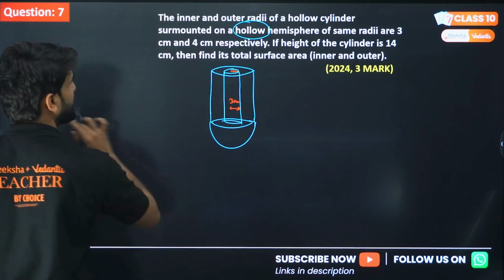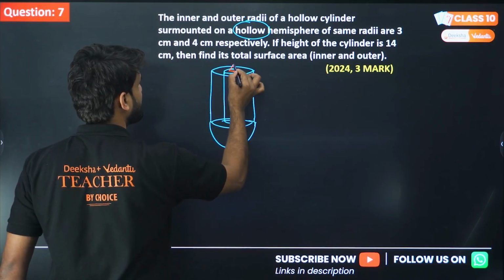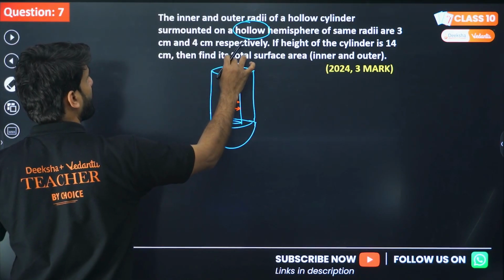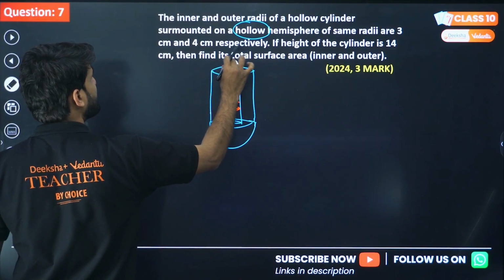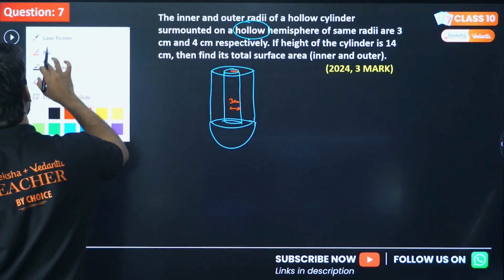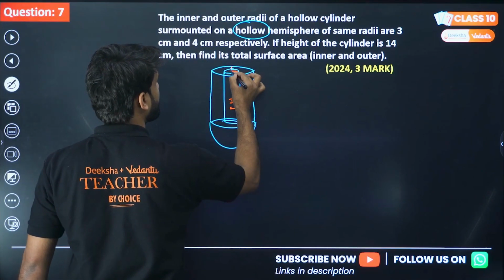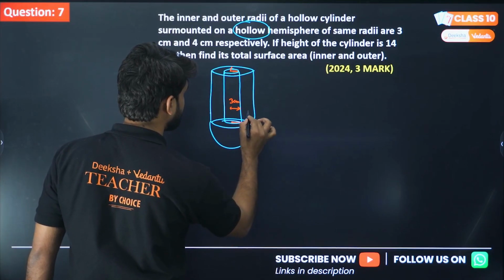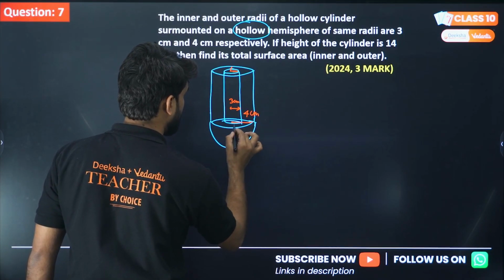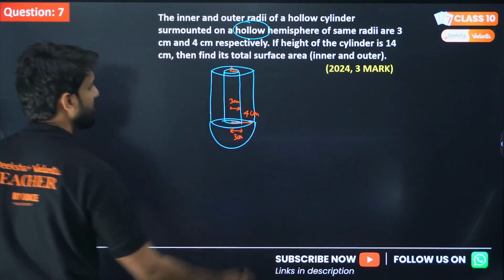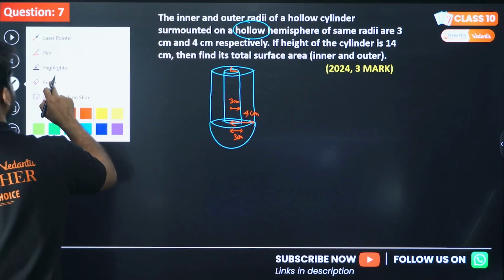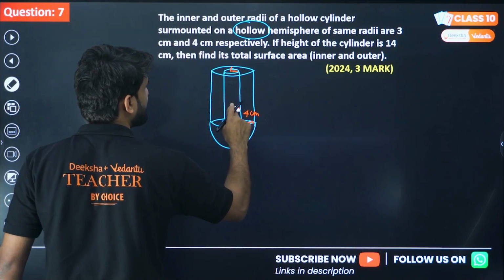I should use another color, so I can draw here also. This radius is of what, my dear lovely kids? This is of 4 centimeter, right? So the complete radius from here is 4 centimeter, and the radius till here is 3 centimeter. I hope you have understood it. So no need to draw the radius here because the diagram seems a bit confusing.